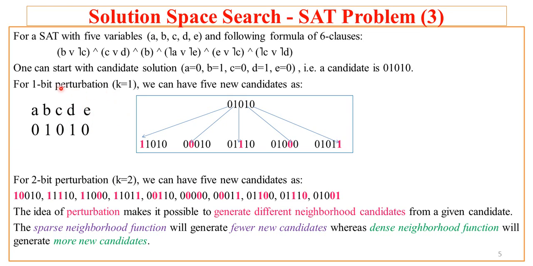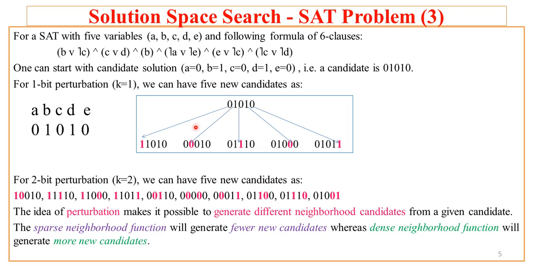Now here the perturbation is used. If 1 bit perturbation is used, then that is something like changing 1 bit at a time. So if this is the given configuration, let us focus here where I am pointing. Now here A bit is 0, B bit is 1, C bit is 0, D bit is 1 and E bit is 0. Now if there is 1 bit perturbation, the solution space search method will try to change the bit of one variable at a time.